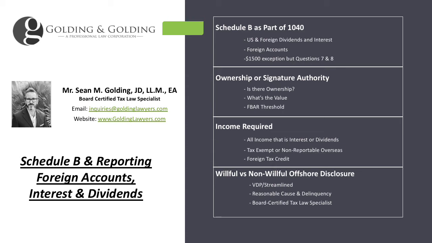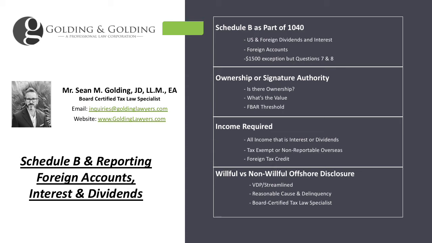So if you put yes for either one of those, then the form is going to be generated even if your interest and dividends are below the otherwise threshold requirement for having to file a Schedule B, for someone, let's say, who only had US-based interest and dividends.